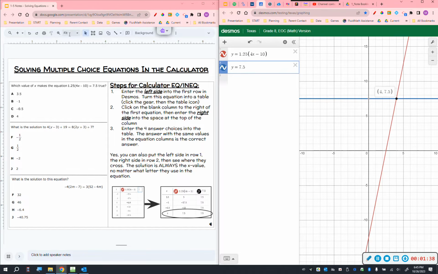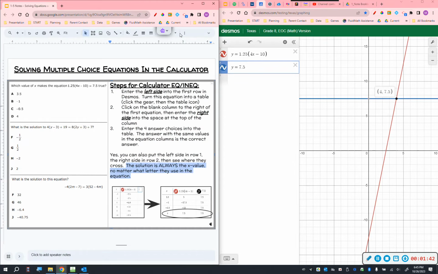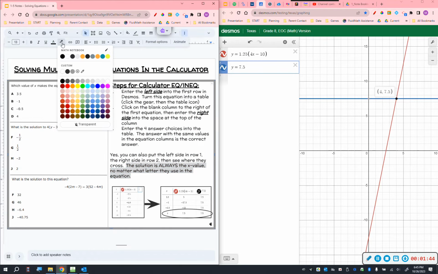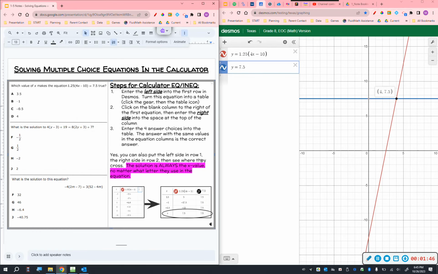Right here in these notes, let me see if I can get this to highlight. This is one of the most important things to note: the solution to an inequality or an equation is always the x value, no matter what letter they use in the equation. When we put these things in our calculator, we're always going to put x. See here how they have y's? Not us, we're putting in x's. Here they have m's? Nope, we're putting in x's. That way we always remember to look for x for the solution.